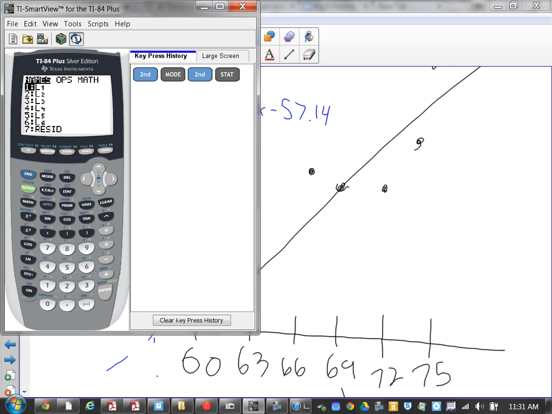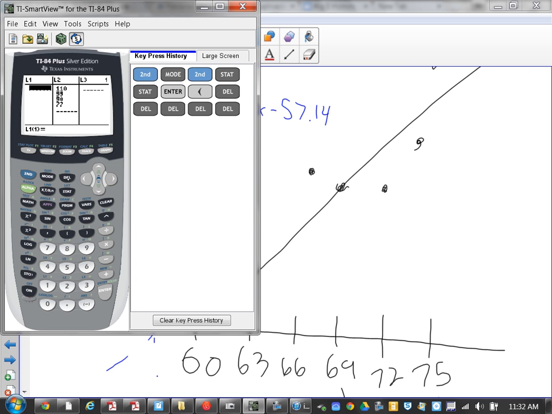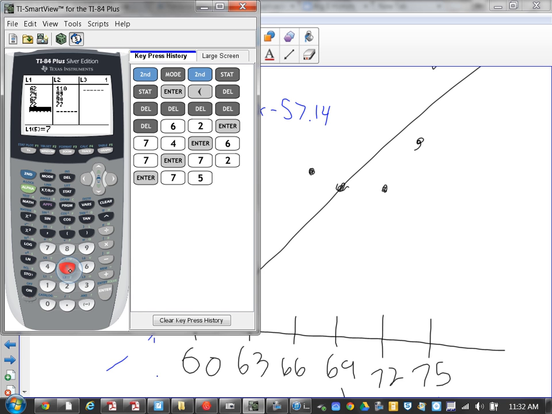I want to edit, so I need to go to Stat, Edit, and go to L1. Then you want to go to the L1 table. And our L1, that was our heights, correct? Yes. So what was it? 62, 74, 67, 72, 75, 72, 75.